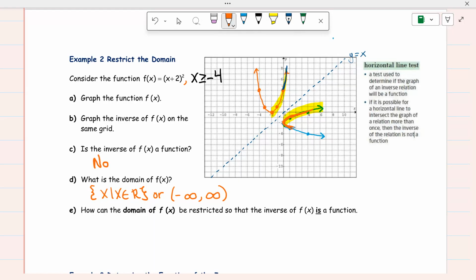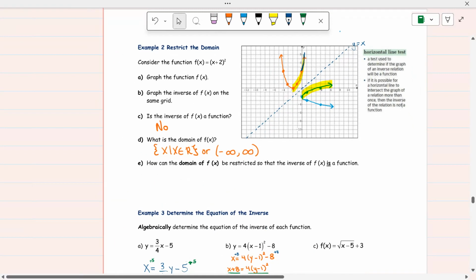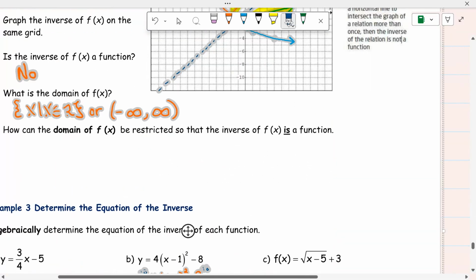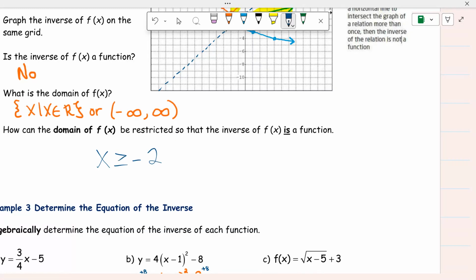With that one, what I want you to do is that last algebraic one, and then I'll quietly work behind you. So there are a couple of choices, so I'll write them in here. You could restrict it where x is greater than or equal to -2, or x is less than or equal to -2. There are infinitely many answers.